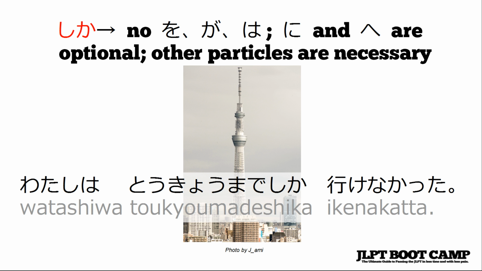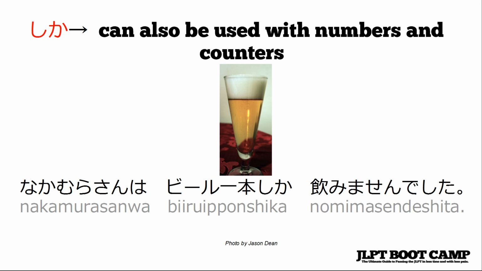Also, shika can also be used with numbers and counters. For example, Nakamura-san wa biru ippon shika nomimasen deshita. So Mr. Nakamura only drank one bottle of beer. He didn't drink anything but one bottle of beer. So that's all he drank.